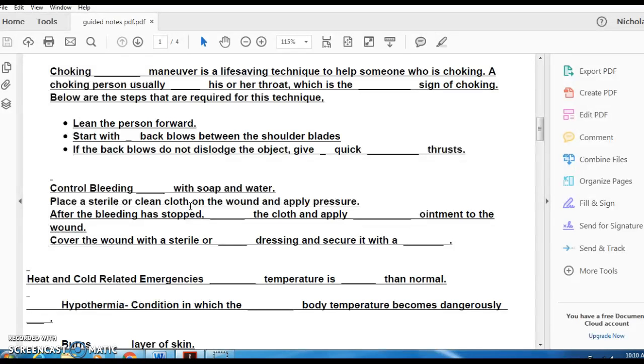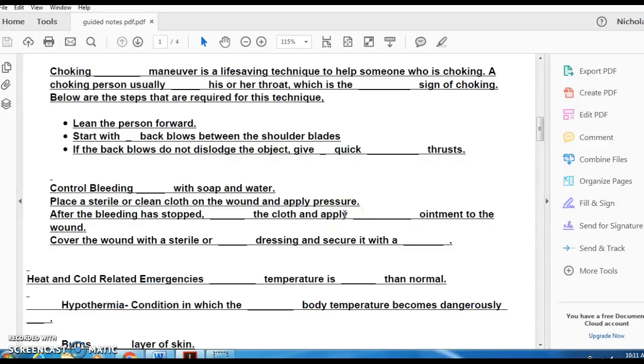Fourth step, once we stop the bleeding, we're going to remove the cloth and apply an antibiotic ointment if we have any. Once again, that way we're cleaning it, we're sterilizing the wound, lowering the risk of infection with that. And the last step will be to cover the wound with a sterile or clean dressing and secure it with a bandage. That way, it's secure. No more bacteria is coming into it, or it doesn't even have the chance to because the cut is no longer exposed.